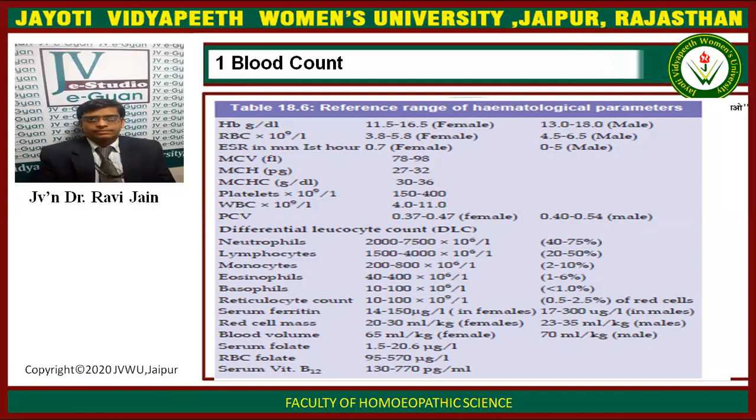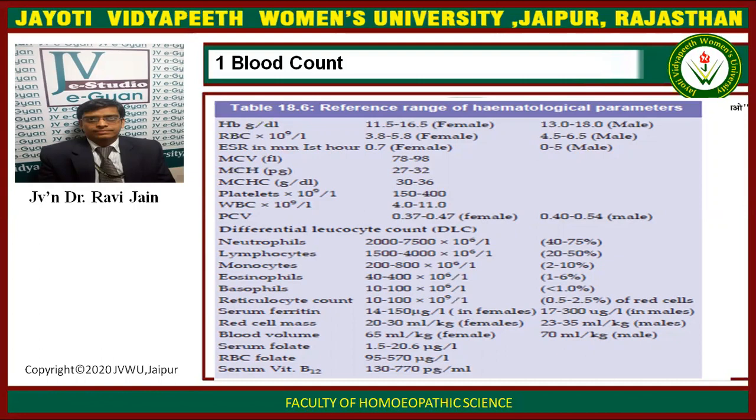And then you have to check for the PCV. The normal range in females is 0.37 to 0.47, and in males it is 0.40 to 0.54. After checking for the hemoglobin, RBC, ESR, MCV, MCHC, MCH, platelets, WBC, and PCV, you have to check for the DLC, differential leukocyte count. In the differential leukocyte count, you have to check for the neutrophils. The normal range is 2000 to 7500 into 10 raised to power 6 per liter.